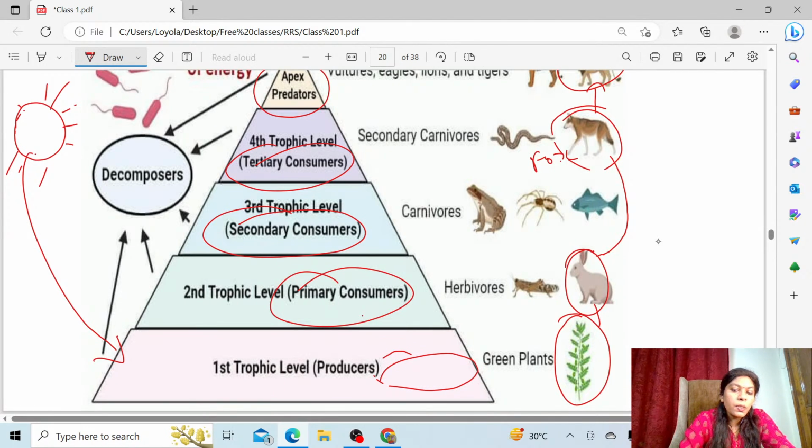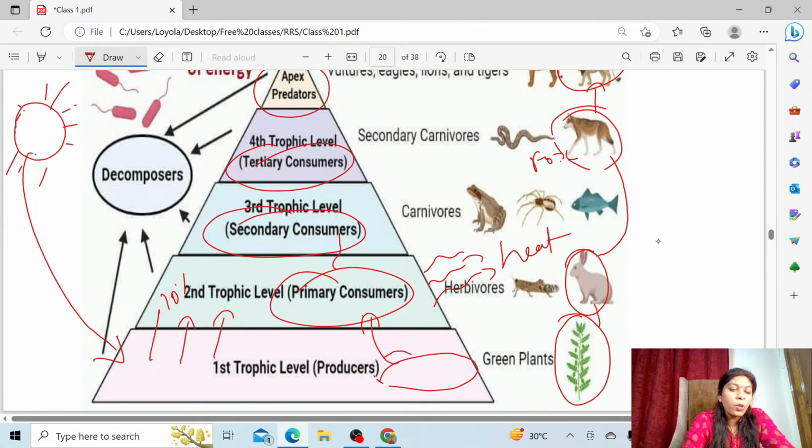So when this grass is fed on by other animals, like a grasshopper or a rabbit, they will consume this and take the energy. Only 10% of the energy will be passed from this level to this level. Only 10% of the energy in the plants is utilized by the primary consumers. The rest is given out in the form of heat. Okay, heat. Same applies here also.